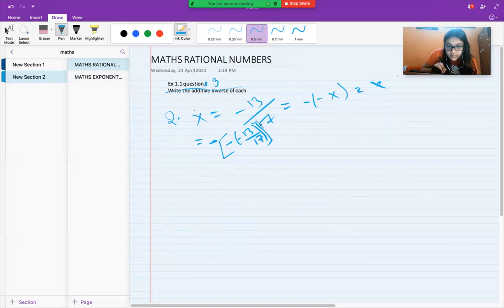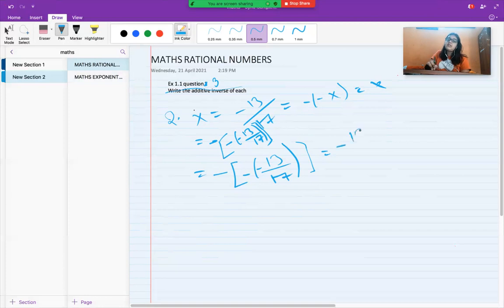Yeah, this is the rule, right? This is 17, not 7. Yeah, so it will be minus 13 by 17, then a big bracket. So minus times minus is equal to plus, and plus times minus is equal to minus. So it will be minus 13 by 17. So this is the answer, and it will be equal to minus 13 by 17. So this is the answer.